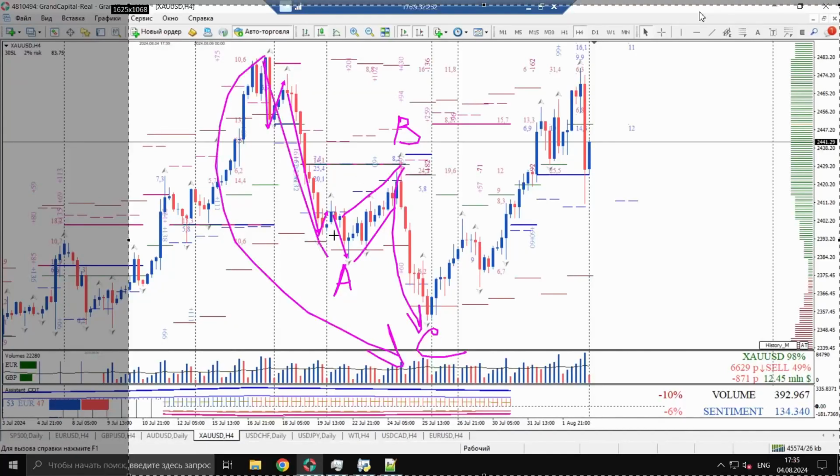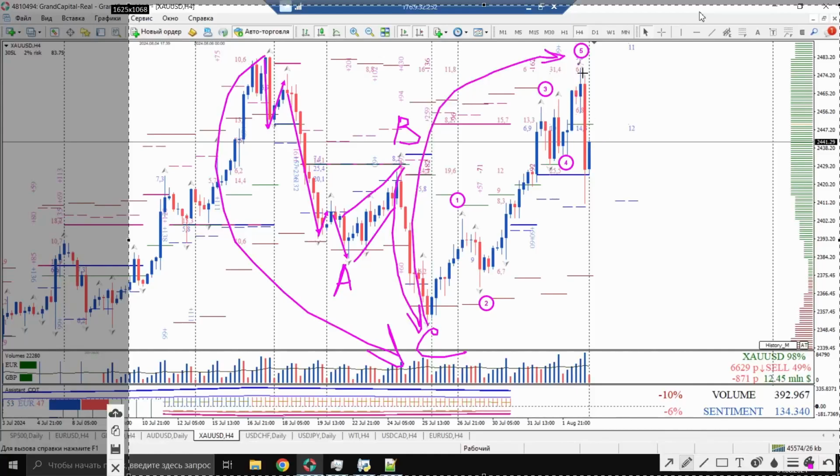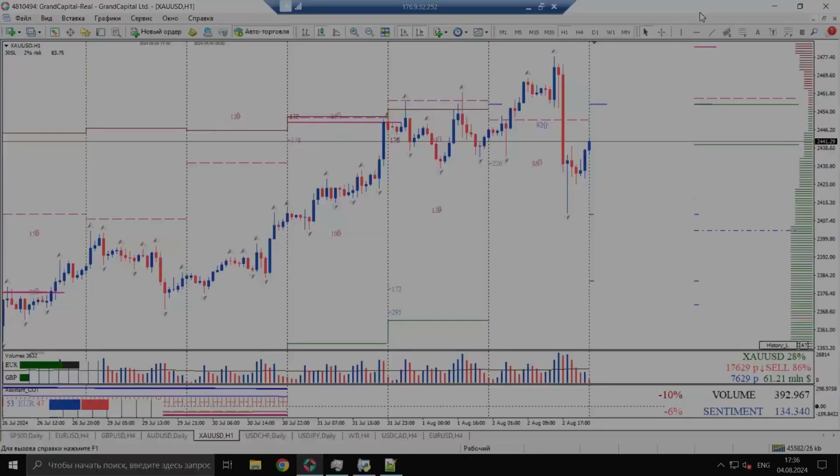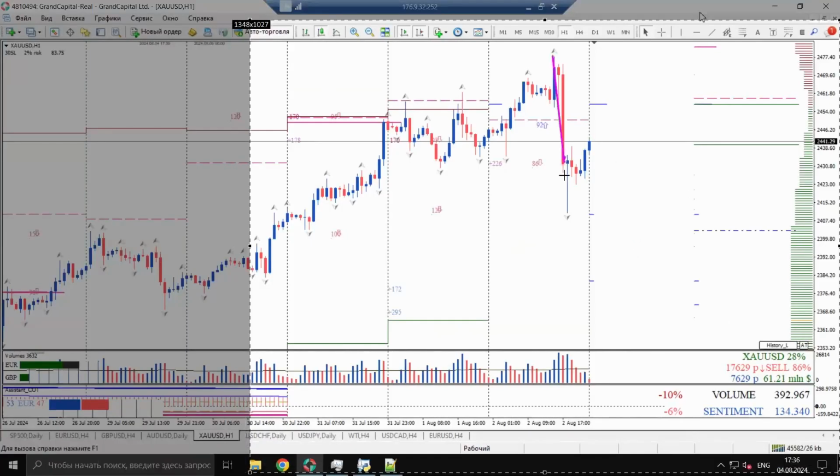Following this, we should see a correction wave B and an impulse in the corrective wave C, forming a zigzag correctional structure. Therefore, we have an ABC pattern followed by an impulse 1, 2, 3 with a flat correction in waves 4 and 5, resulting in an impulsive 5-wave pattern. We are currently seeing a correction.